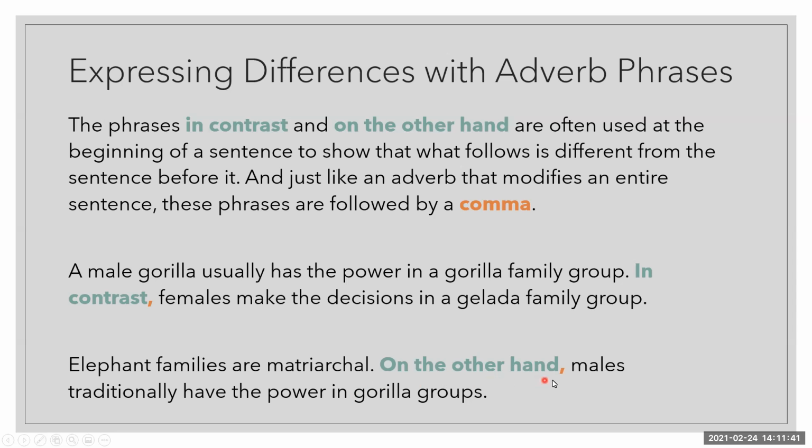Here it begins the sentence followed by a comma, and we're comparing elephant families that are matriarchal. This, on the other hand, connects it to this idea that males have the power in gorilla groups and is showing that these two ideas are different from each other.